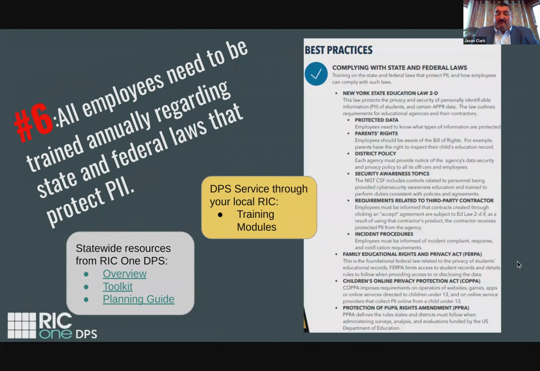So another part of the regulations is that all employees need to be trained annually. And you'll notice that it says employees, not teachers. All employees that have any access to student information are required to be trained annually around the laws, both federal and state. So namely FERPA and EdLaw 2D.